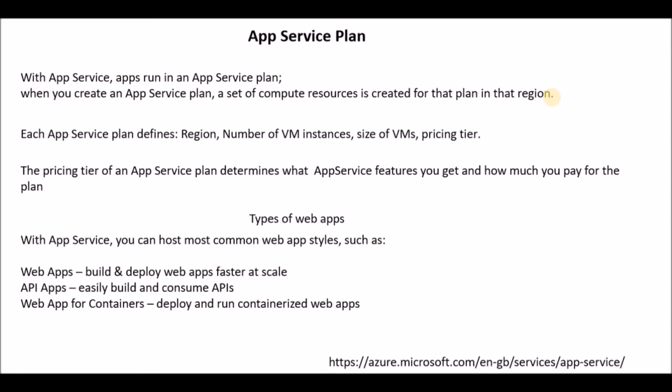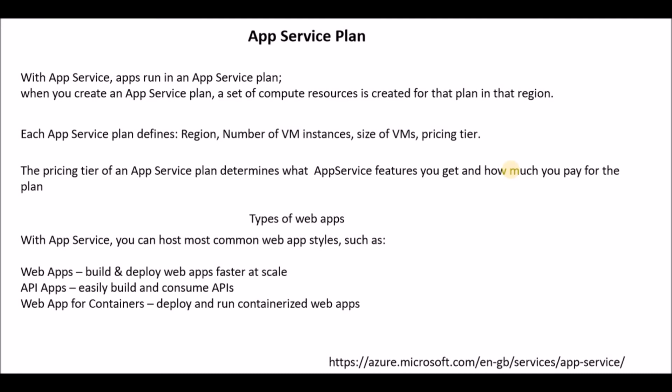There are different plans available that I'm going to show while showing you the demo. Each app service plan defines which region you need, the number of virtual machine instances you need, the size of your virtual machine, and what pricing tier you need. Once you give all these details, Azure is going to create the app service plan for you. The pricing tier of an app service plan determines what app service features you get and how much you need to pay for that plan. In the demo itself, you can understand that. At that time I will show you what the different plans available are, what you are going to get for that, and what types of web applications you can run.